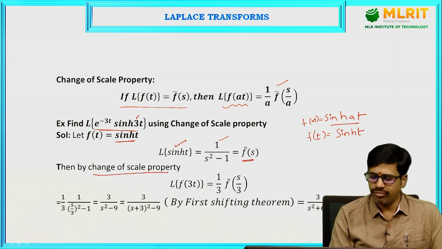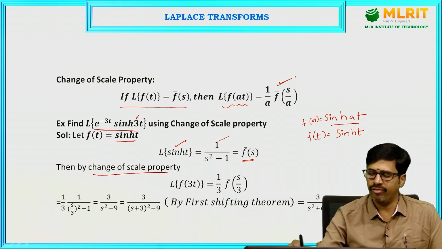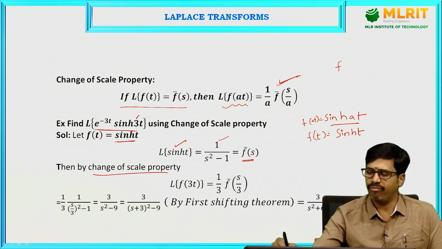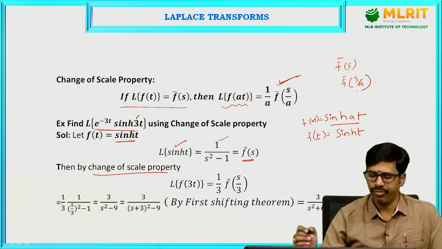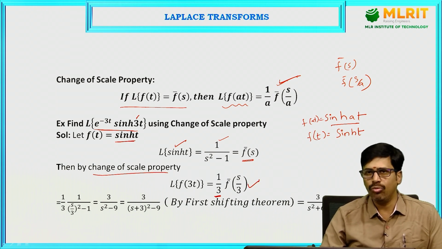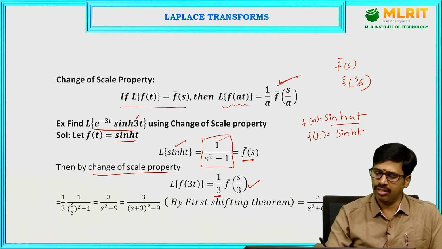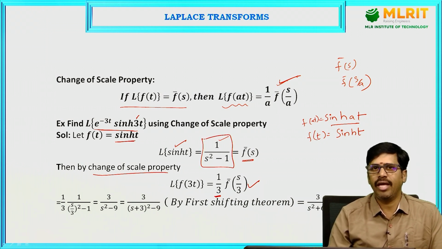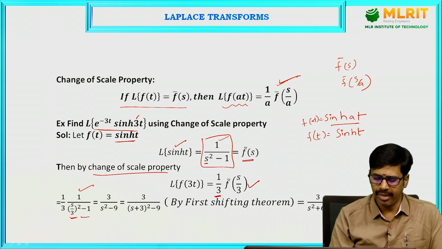Now, apply change of scale property. What is change of scale property? 1 by a into f bar of s by a. When you know f bar of s, we can write it f bar of s by a easily, just replacing s with s by a. Here a means what? 3. So, this can be written as 1 by 3 into f bar of s by 3. So, in this function, just replace s with s by 3. So, this can be written as 1 by 3 into 1 by s by 3 whole square minus 1.